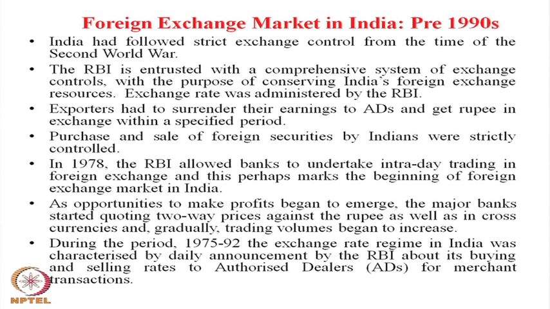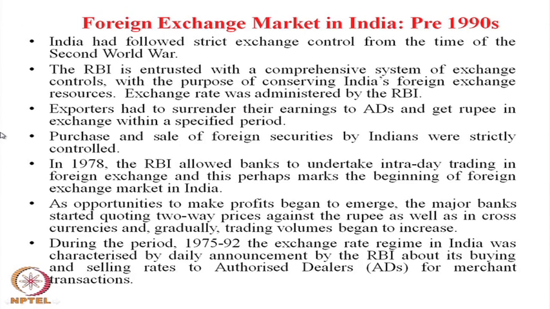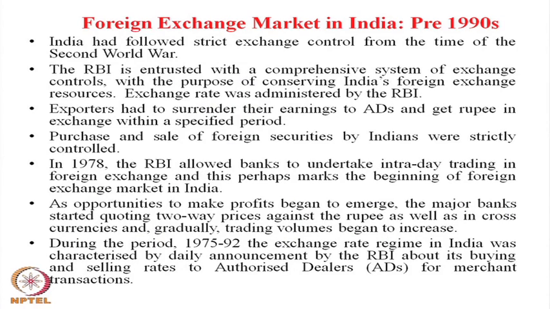The foreign currency resources were preserved, and the foreign currency was used particularly for the development of the country, for the import requirements. In the first five-year plan, during 1952 to 57-58, we required capital-intensive industry, and this import requirement was fulfilled by preserving the foreign currency. The exporter had to surrender the foreign currency to the authorized dealers. Authorized dealers were primarily commercial banks, and the authorized dealer provided rupees at the currency exchange rate decided by the RBI.